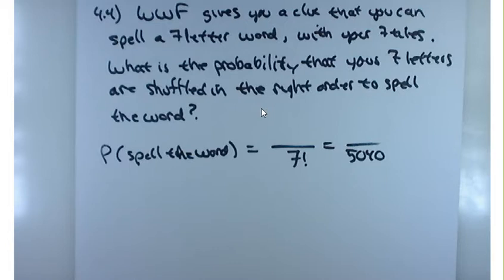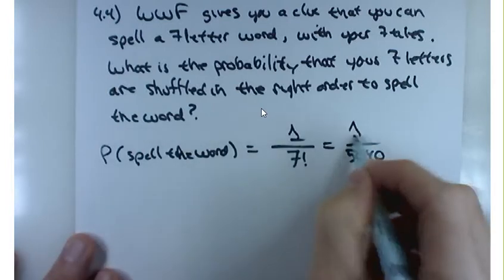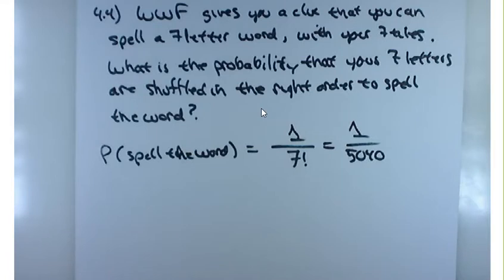Now the question is the numerator. Well, there's only one 7-letter word you can spell. There's only one right spelling of it. So what should I put in the numerator? A 1. 1 out of 5,040. Which makes sense. I rarely see numbers or letters in the right order when I have those 7 tiles.